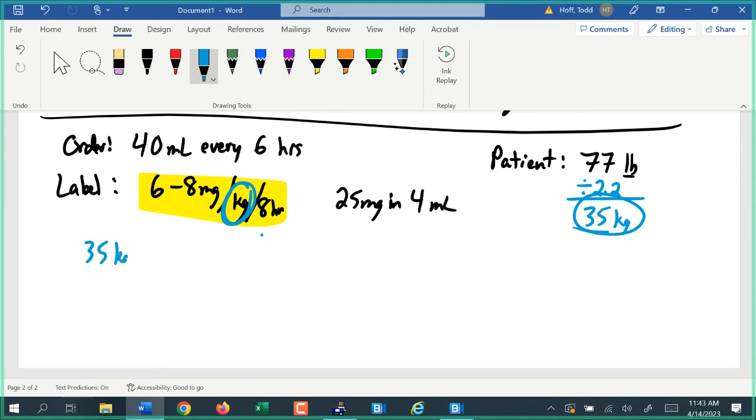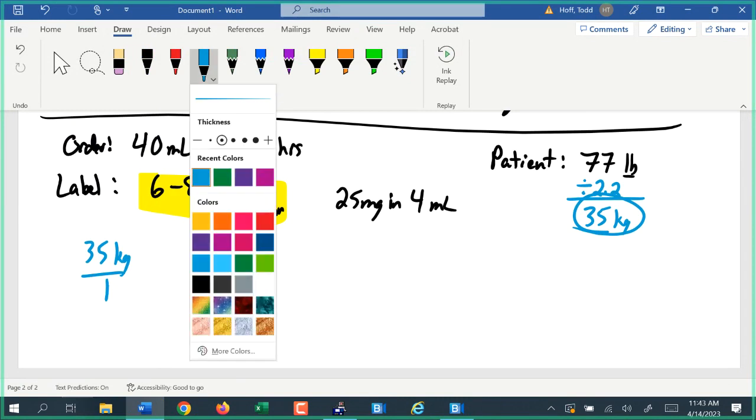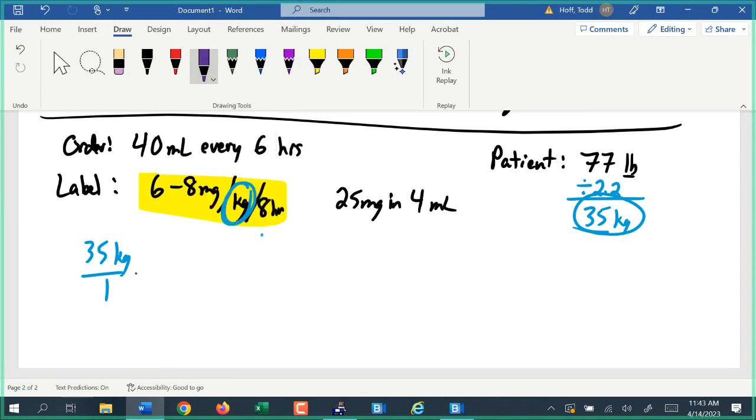So we take that 35 kilograms over 1, and of course, we start by getting rid of the kilograms. And we're going to use the max dose as usual. So that is 8 milligrams per every kilogram, per 1 kilogram. So the kilograms cancel out.